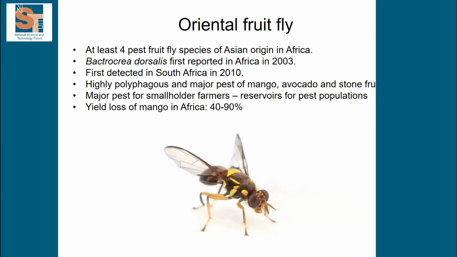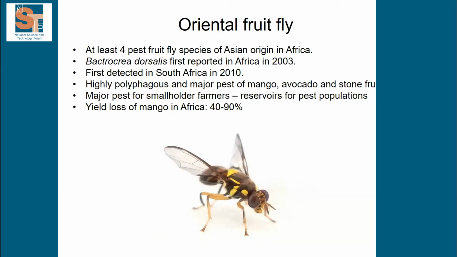Other recent invasive pests are the oriental fruit fly. We have at least 4 species of fruit fly from Asia in Africa now. And the oriental fruit fly was first reported in Kenya in about 2003. And then we could track it coming down on the major transport routes. And it arrived in South Africa in about 2010.